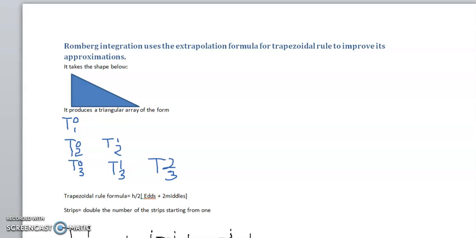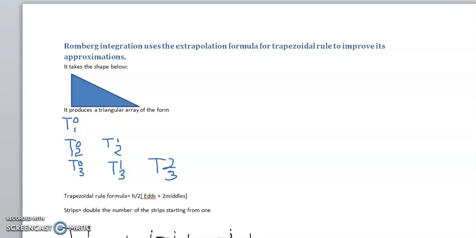My name is Romberg, and today I'll be taking you through Romberg integration. Basically, Romberg integration uses the extrapolation formula for the trapezoidal rule. It takes a triangular shape and produces the triangular array as shown below.